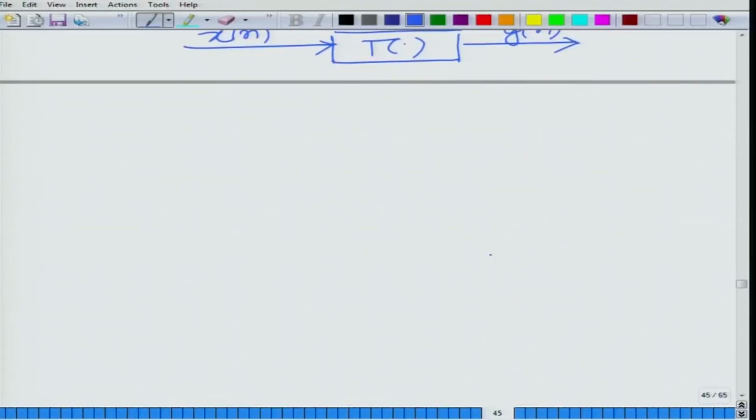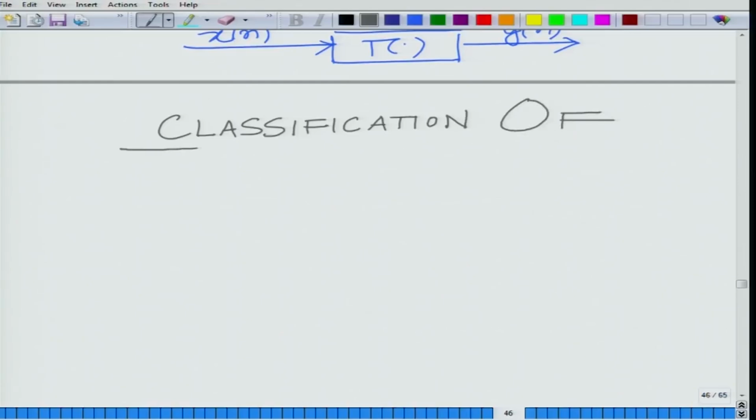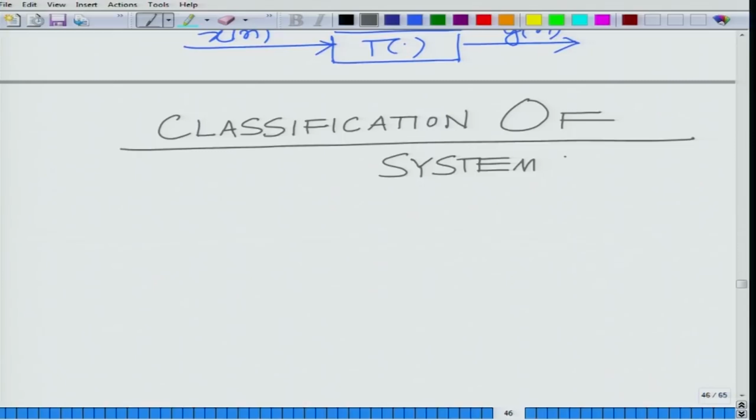Now, there are several systems. Again, let us start looking at a classification similar to the classification of signals to better understand the properties of various systems.